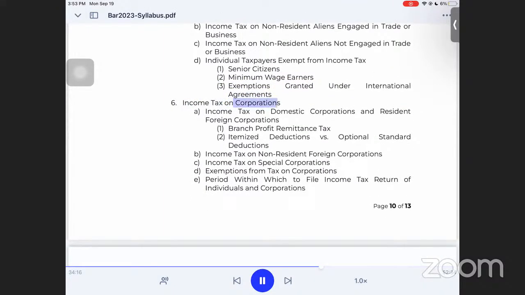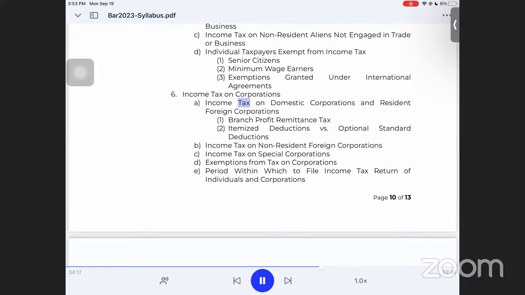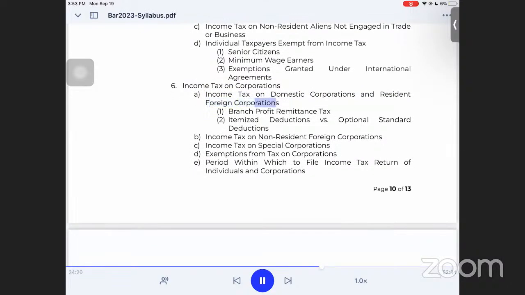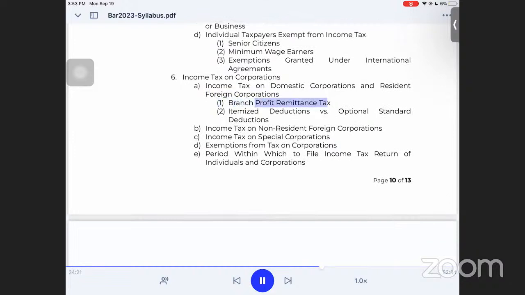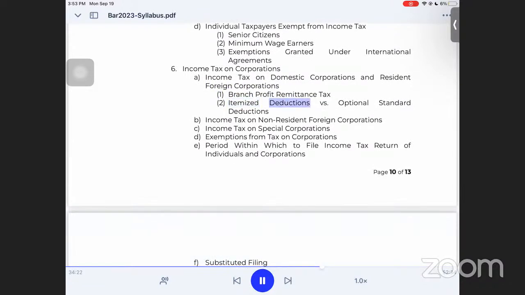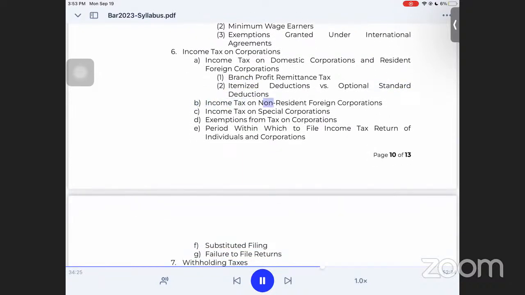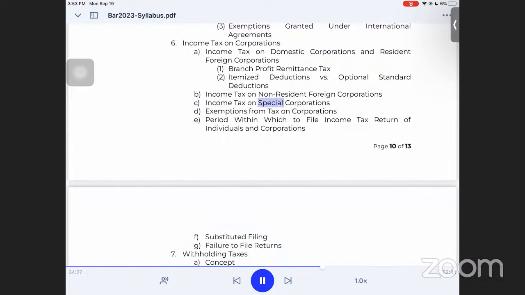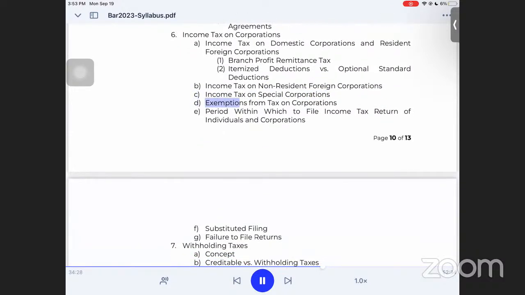6. Income tax on corporations. A. Income tax on domestic corporations and resident foreign corporations. 1. Branch profit remittance. 2. Itemized deductions versus optional standard deductions. B. Income tax on non-resident foreign corporations. C. Income tax on special corporations. D. Exemptions from tax on corporations.